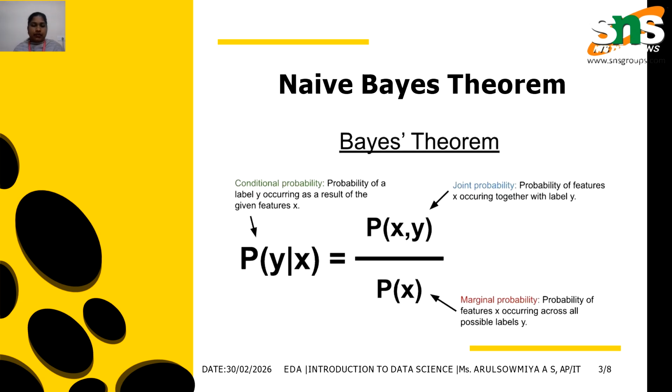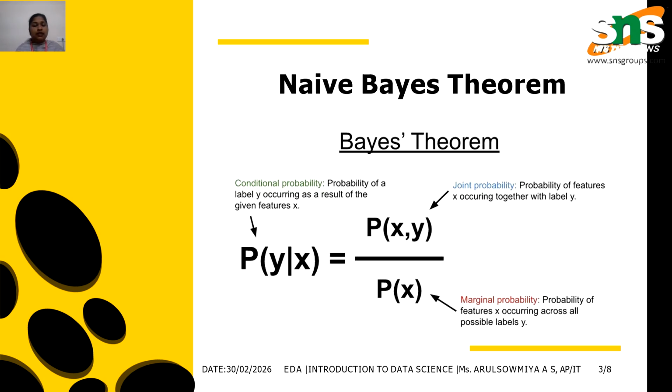So coming to Bayes theorem, here there are three probabilities: the first one is conditional probability, the second one is joint probability, and the third one is marginal probability. In conditional probability, the probability of label Y occurring as a result of the given feature X. In joint probability, the probability of feature X occurring together with label Y. In marginal probability, the probability of feature X occurring across the possible labels Y.